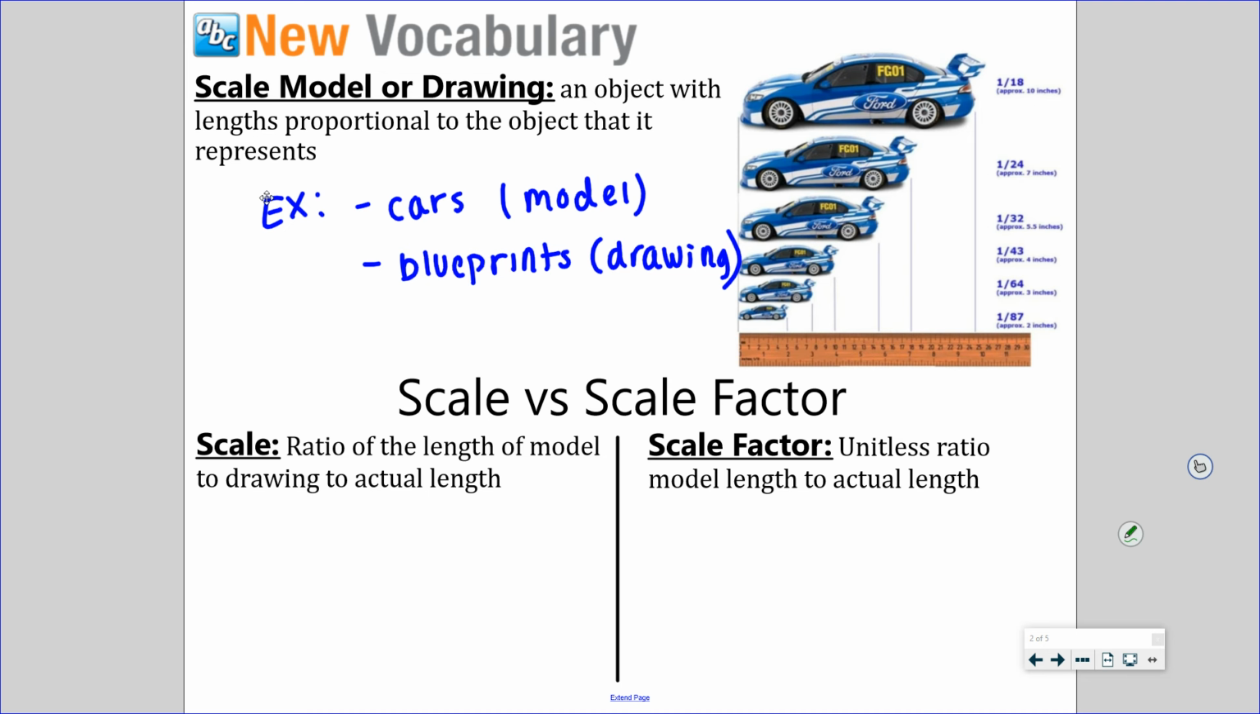These two come up a lot. They might ask you for the scale, or they might ask you for the scale factor, and they're two different things. So I really want to differentiate between scale and scale factor. The scale is a ratio of the length of the model or drawing to the actual length. The big difference with the scale versus scale factor is the label, or the units, are a part of the ratio.